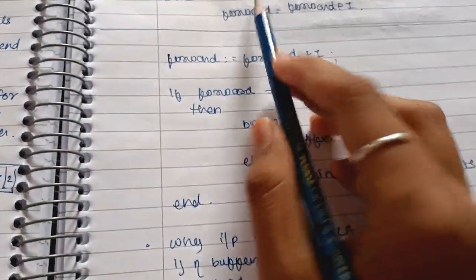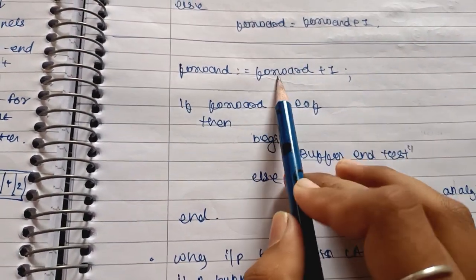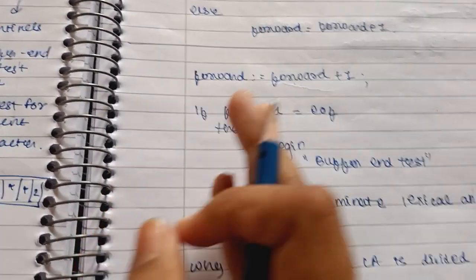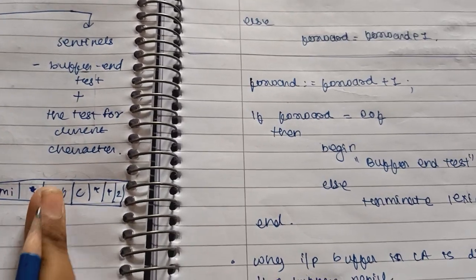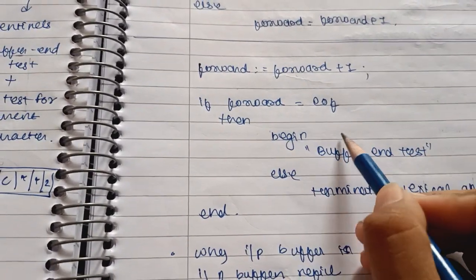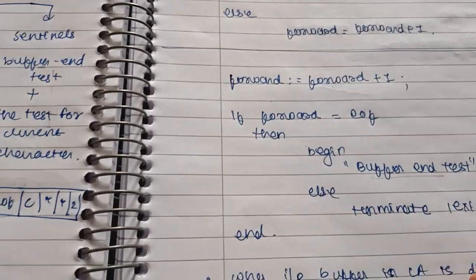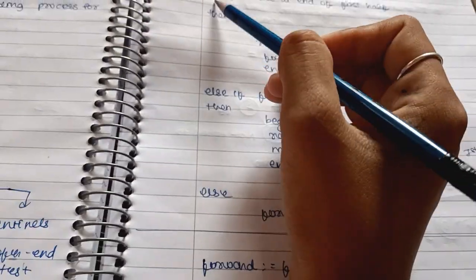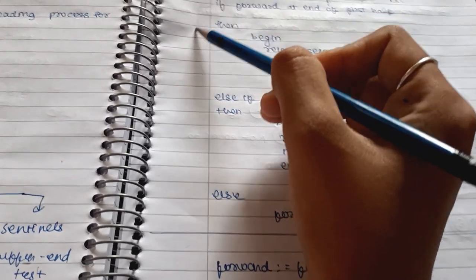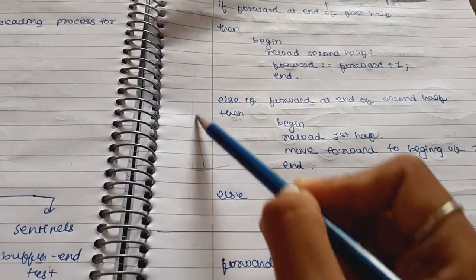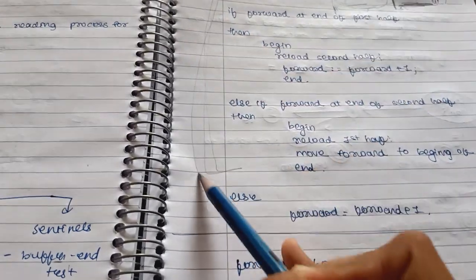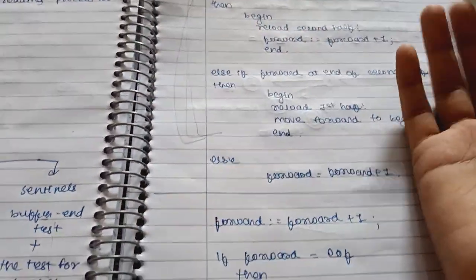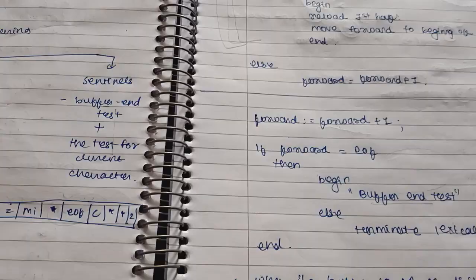See, we initialize forward as forward equals forward plus 1. Now whenever forward encounters an EOF character, then we begin the buffer end test, else we terminate the lexical analysis. And this buffer end test is nothing but what we have already seen in the earlier section, that is this much is our buffer end test. We just check whether the forward has reached the end of the buffer or not, right?